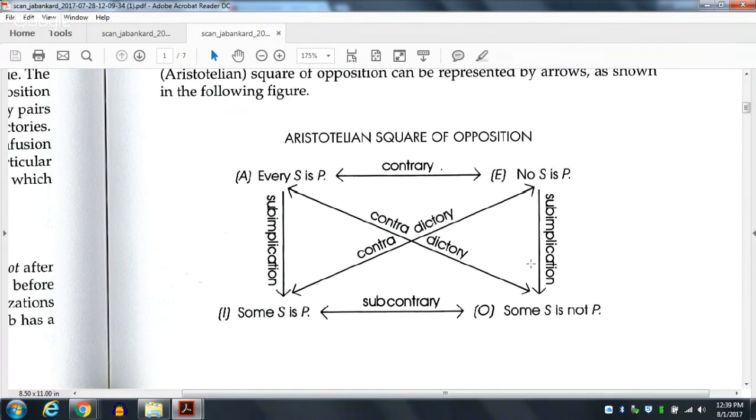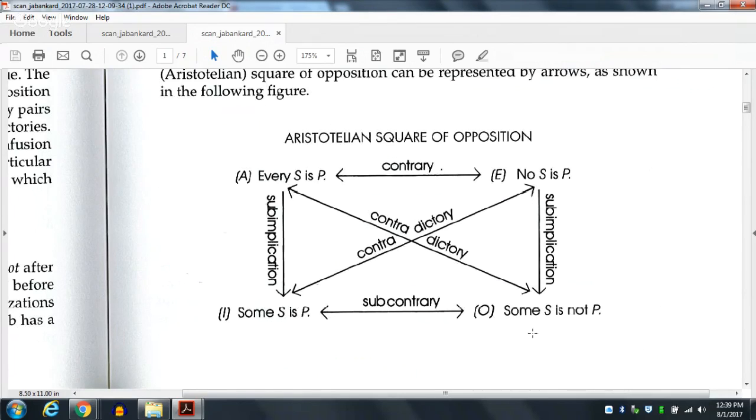The same thing for E and O. If no firefighter is brave, then we know by necessity that some firefighters are not brave. If E is true, O must also be true, but it only goes one direction. E to O, it does not go from O to E. No firefighters are brave implies that some are not brave. Some are not brave does not imply that none are.